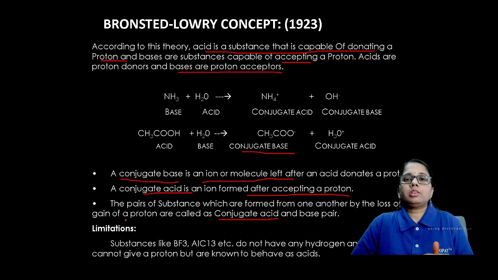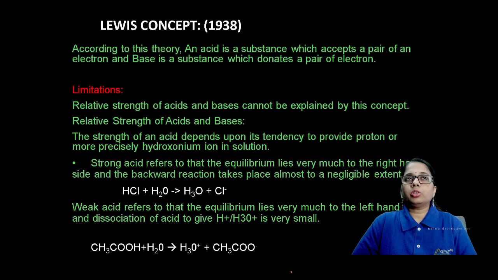So if you see the limitations of this theory also, substances like BF3 and aluminum chloride AlCl3 do not have any hydrogen and hence cannot give a proton, but are known to behave as acids. Okay, so here are some of the limitations you are going to see for this Bronsted-Lowry theory.